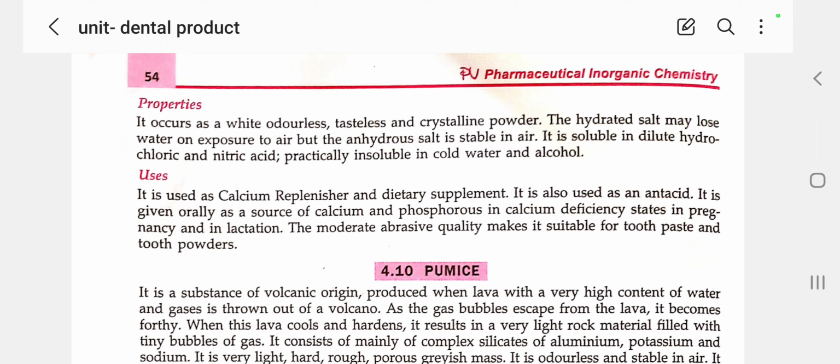Dicalcium phosphate is used as a calcium replenisher and dietary supplement. It is also used as an antacid. It is given orally as a source of calcium and phosphorus in calcium deficiency states in pregnancy and lactation. The moderate abrasive quality makes it suitable for toothpaste and tooth powder. Thank you.